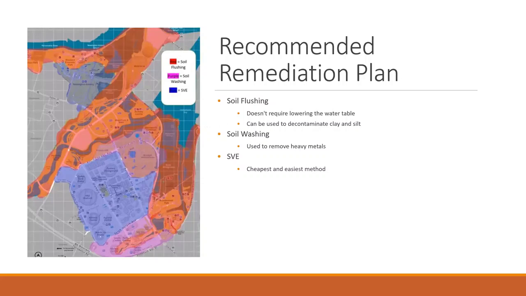Next slide, please. This is our recommended site remediation plan. The areas denoted red are soil flushing, purple, soil washing, and blue, SVE. Soil flushing is used in these areas because the soil material is clay and silt. We also didn't think it necessary to lower the groundwater table in these areas. Soil washing is used in areas where heavy metal is present, and SVE is used in all other areas. Thank you.